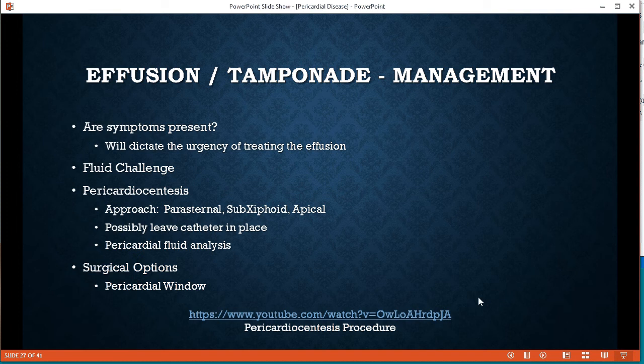I would tell you this is a temporizing measure, and this is not going to definitively treat them. But if you're in a situation where you're waiting for somebody to show up who can perform pericardiocentesis, or you can get this patient emergently to surgery, then fluid challenge will probably be the way to go. Could you transiently make them worse?